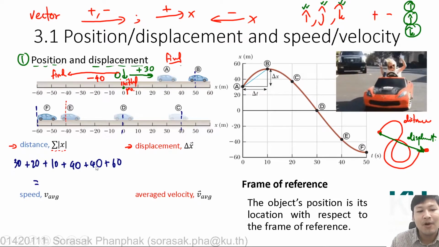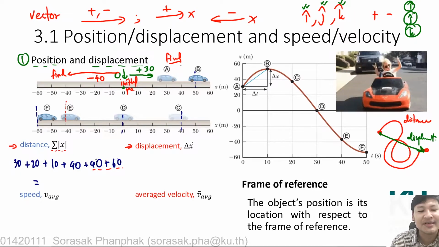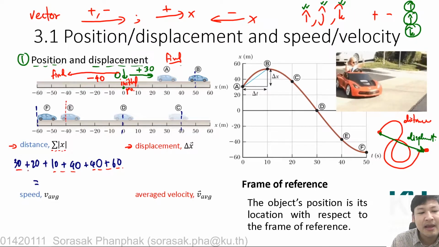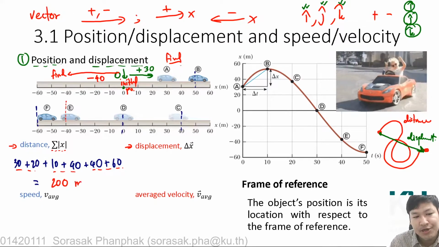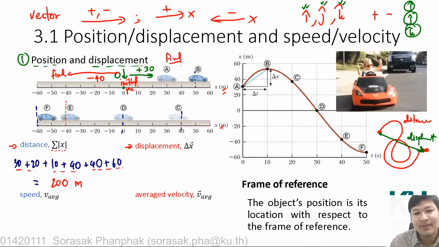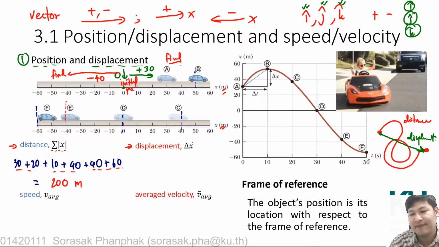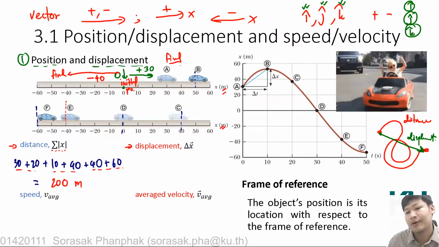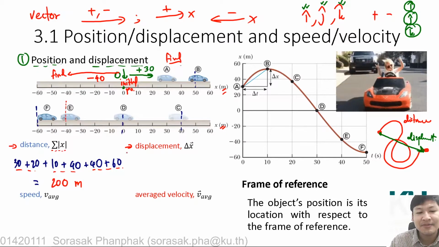You sum up all the distance. So this is 100, 150, and 200 in meter unit. Right? It's like you're moving from point A, B, C, D, E, F. You sum it all. And what happened about the displacement?